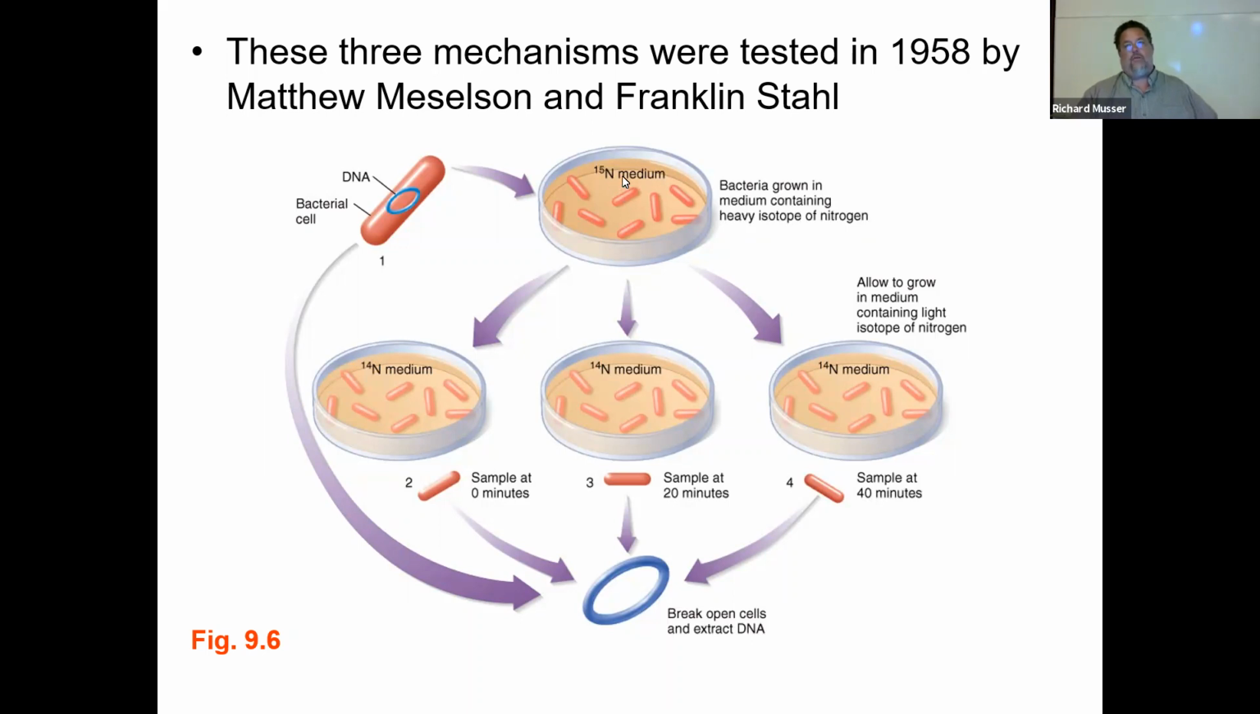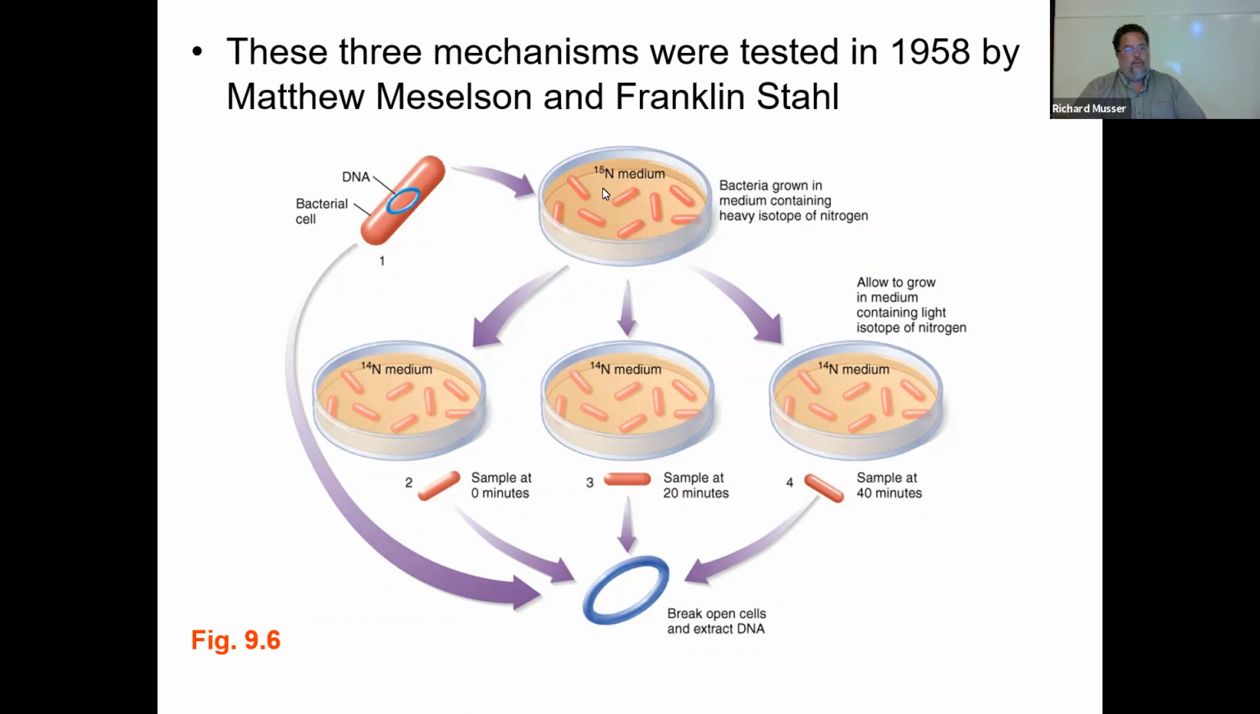So it has an extra neutron. So it would still have 14 electrons, in quotes, 14 protons, and 15 neutrons. So it's heavier. It has an extra amount of neutrons, so it's heavier. Does that make sense to everybody? And so that's a radio heavy isotope that was mixed into this medium, and the bacteria grew in it.